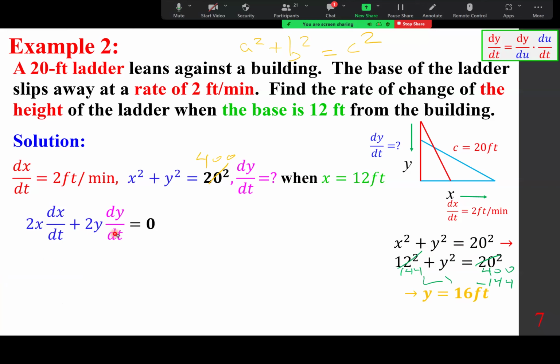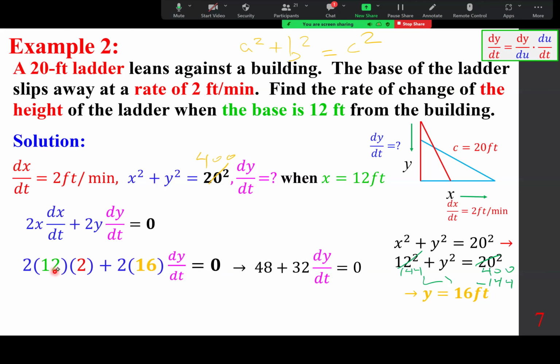Now we are ready to replace everything except the missing dy dt. 2 times 2 times 12 is 48, 2 times 16 is 32, and so dy dt is negative 48 divided by 32, which is negative 3 halves feet per minute. What I want you to notice is this: x is increasing, so dx dt must be positive. Y is decreasing, so dy dt must be negative, and it is.